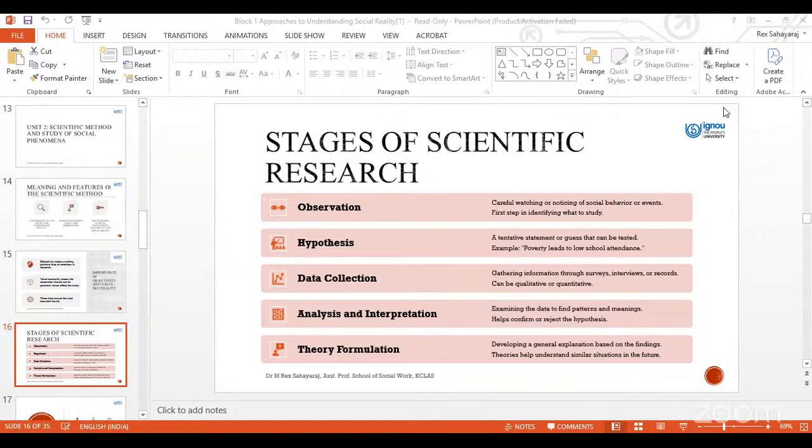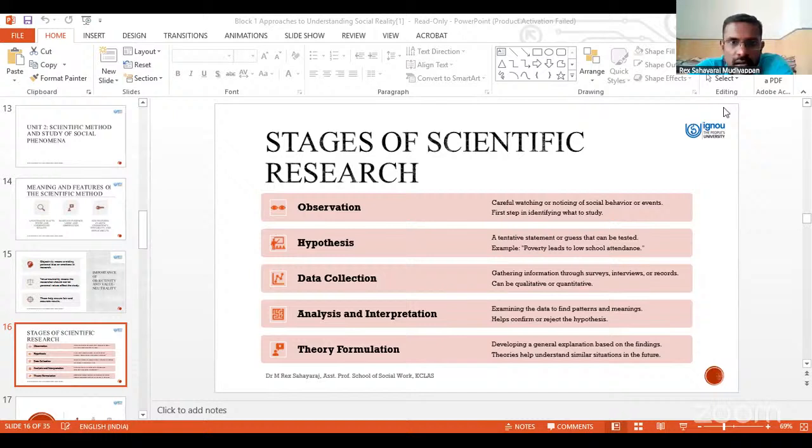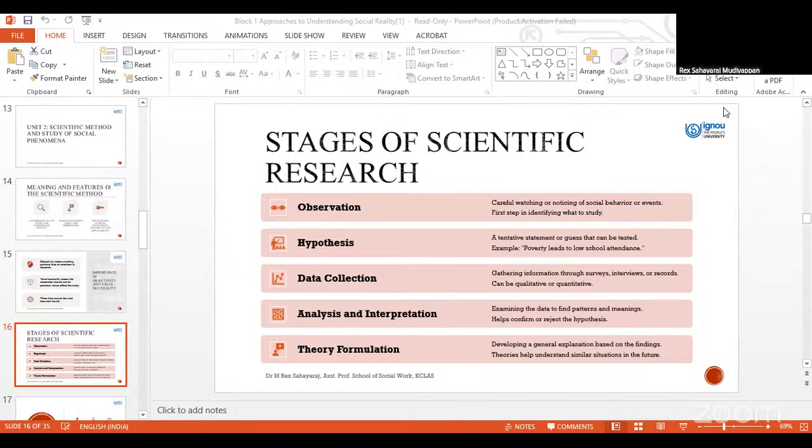Sir, during observation, just now you told that we need to observe one kind. We are studying the emotional feelings. Okay, emotional feelings. So what if we find a new observation in addition to what we are observing? Do we need to ignore it in our study, or can we include it?